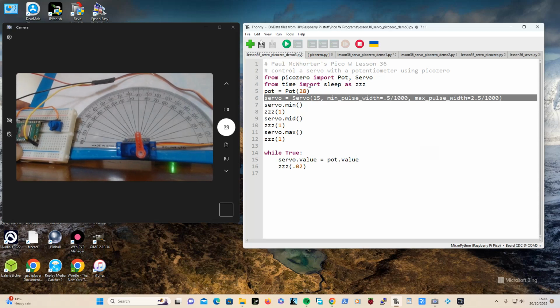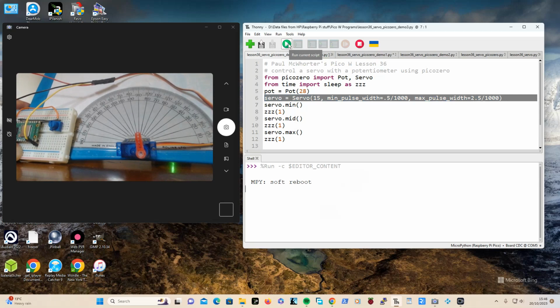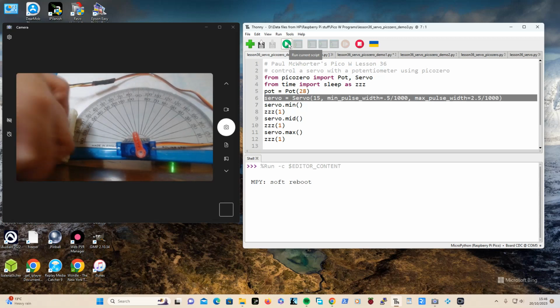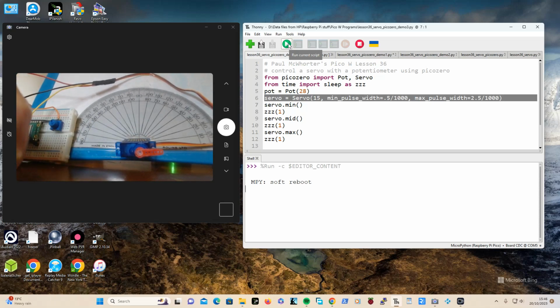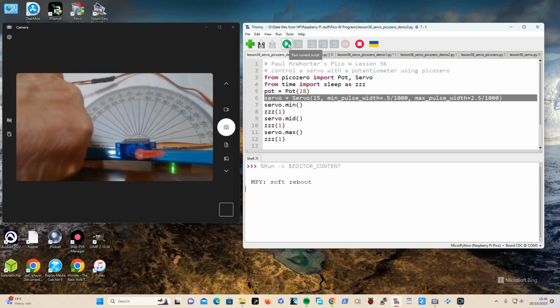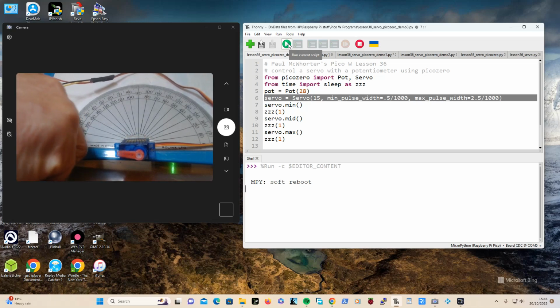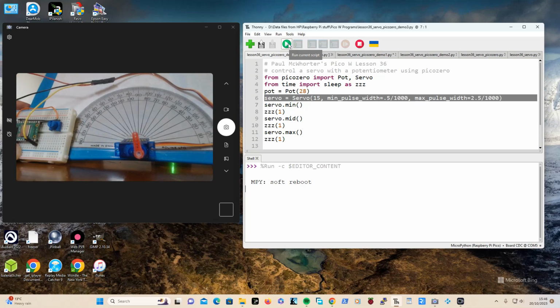Now here we have it. I've just gone servo on pin 15, min pulse width that, max pulse width that. Then I've tried to show initially the min, the mid and the max, and then it's hopefully being controlled by the pot. Right. That seemed to work. So that's the min, that's 0 degrees. Turn the pot all the way back and it seems to be working perfectly.